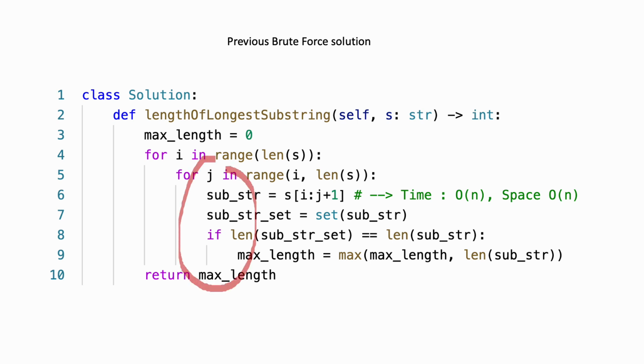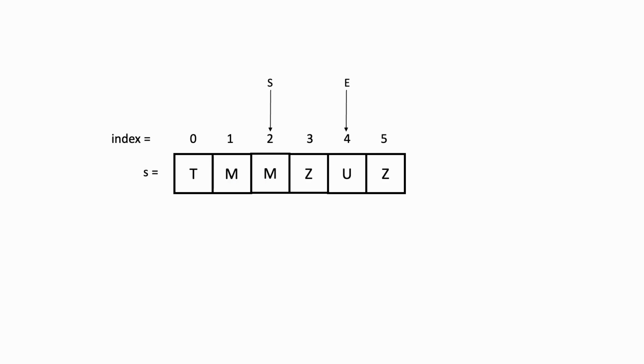The substring creation and duplicate character check operation takes O of n square time. This contributes to the O of n cube time of our overall code. The duplicate check that we do for the substring is a repetitive calculation. Let's try to understand how the duplicate check in the brute force approach is a repetitive calculation by looking at an example.